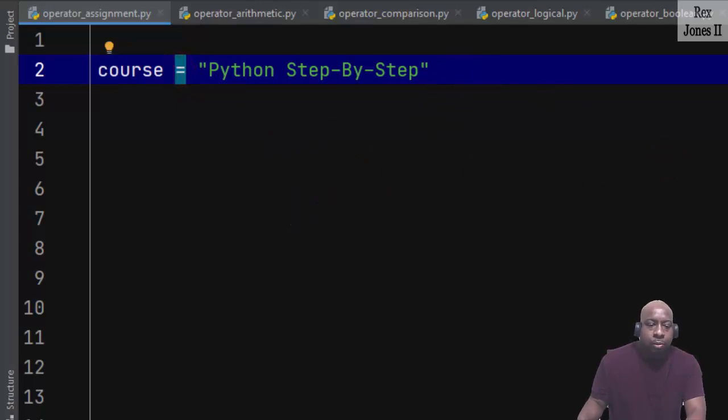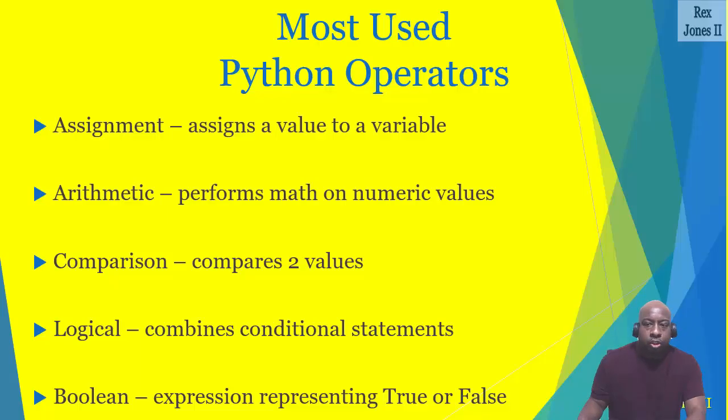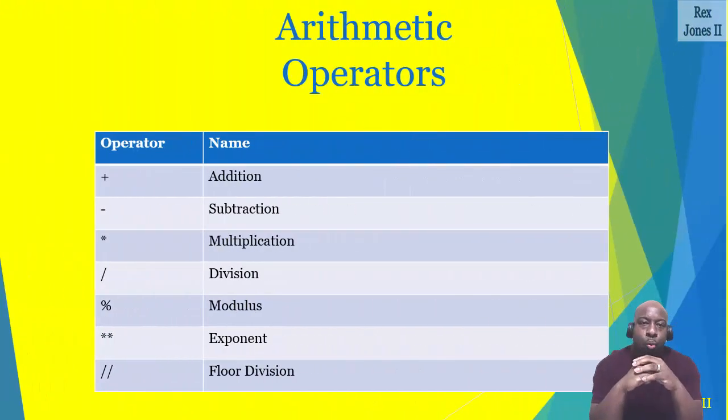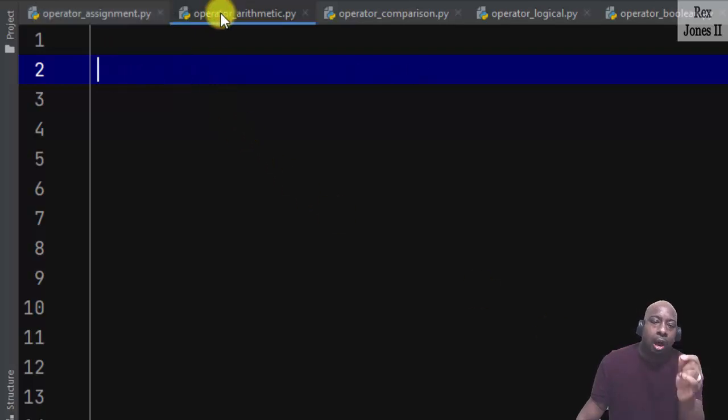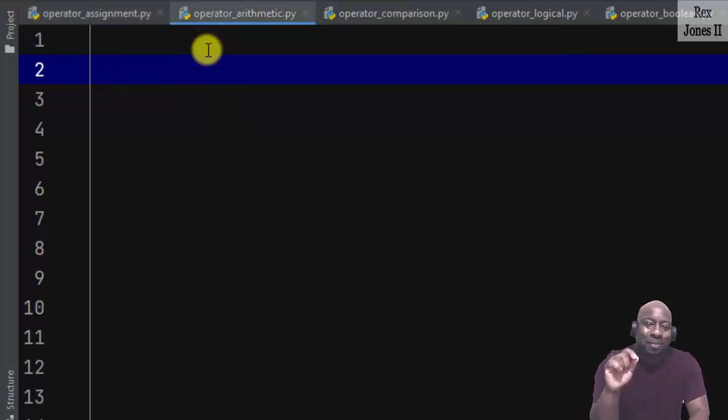When it comes to arithmetic operators, there are 7 operators. We have addition, subtraction, multiplication, division, modulus, exponent, and floor division. Recall in Python, there are 2 types of numbers. We have integers and floating point numbers. The integer is a whole number, and floating point numbers are numbers with a decimal. The arithmetic operators work on both types.